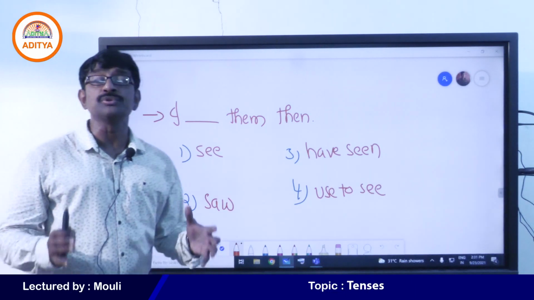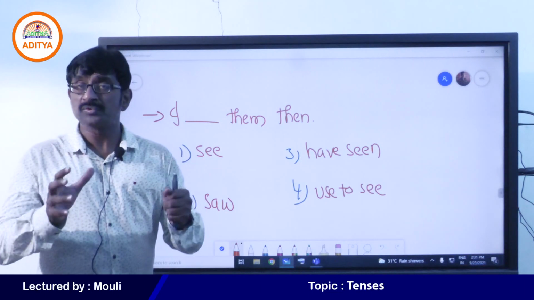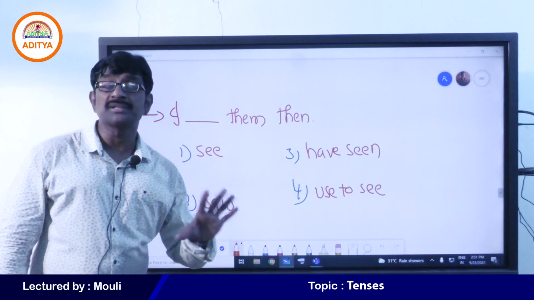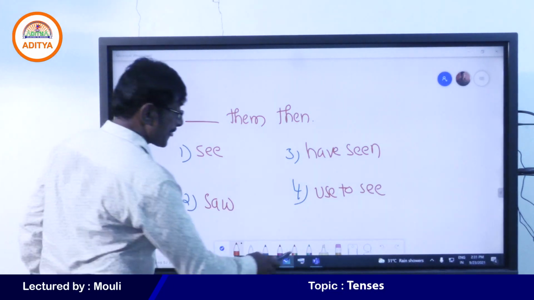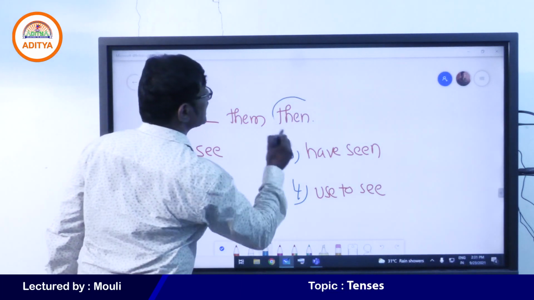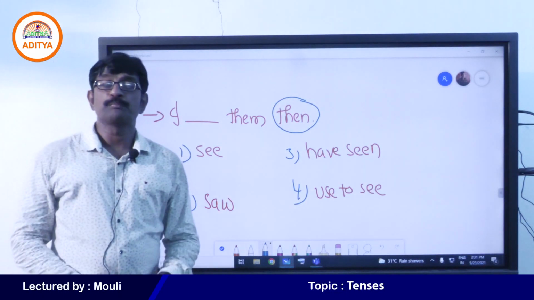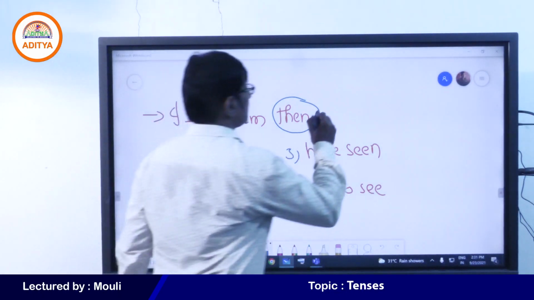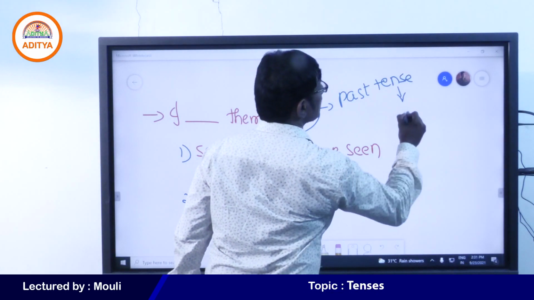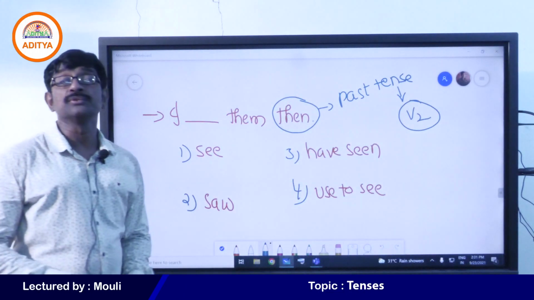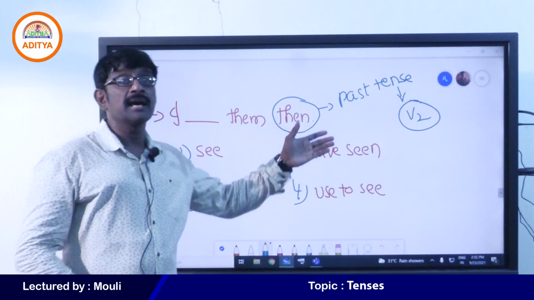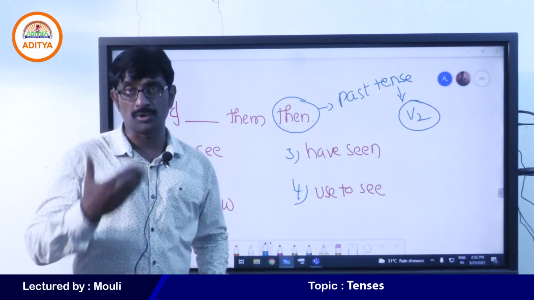Okay students, how to recognize the answer? Of course, most of you must have comfortably done the right answer. But how to recognize it? Let us see now. When we say this, "then" is the important word there. "Then" is a past word. Then means past tense. When we say past tense, we must select V2. I told you, for everything there is one hint or one keyword. With the help of the keyword, we can find the answer.